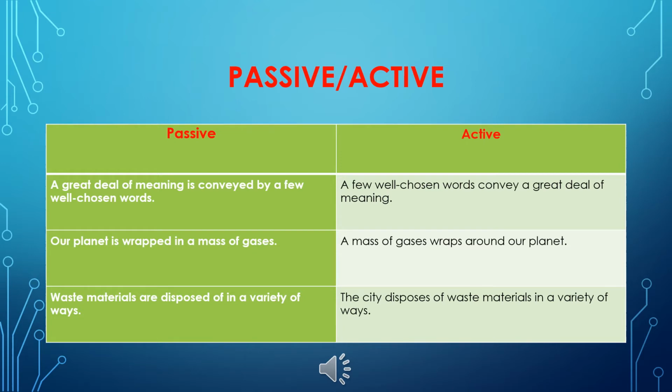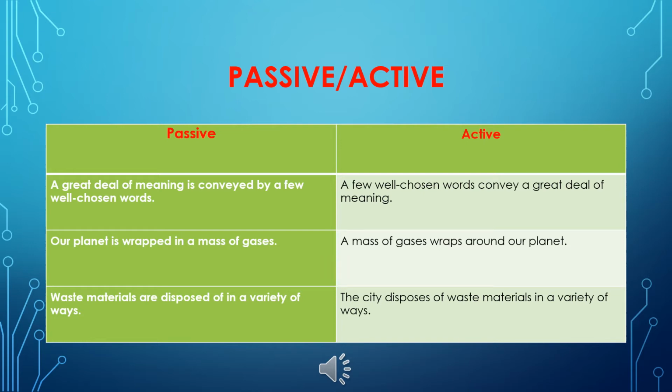Let's now look at passive and active with more examples. In passive sentences, a great deal of meaning is conveyed by a few well-chosen words, while in active ones, a few well-chosen words convey a great deal of meaning. For example, our planet is wrapped in a mass of gases. This is a passive. How can we make it an active one? It's easy. We just say a mass of gases wraps around our planet.